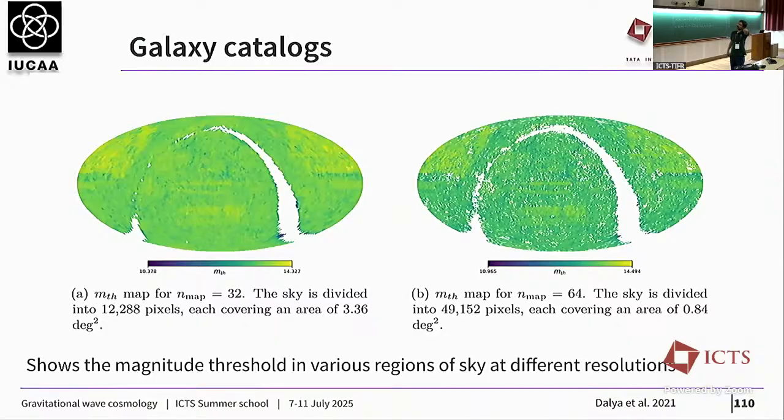So what this n-side of 32 means is that the number of pixels that are there on the sky is 12 times n square. So if you do 12 times this 32 square, you should get this. The whole sky is 42,000 square degrees or so. So you divide by this number of pixels, you get roughly 3.36 square degrees. So it's these big pixels on the sky over which you calculate what this magnitude thresholds are.